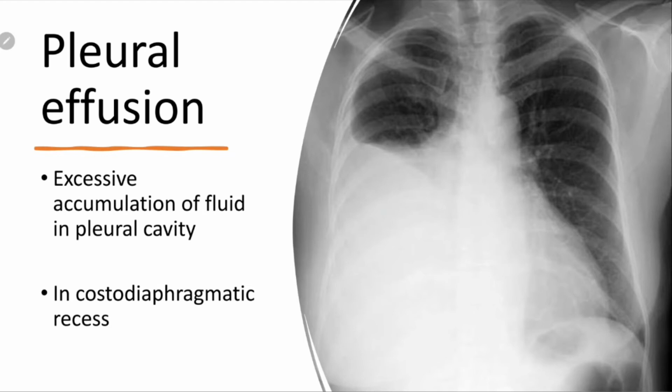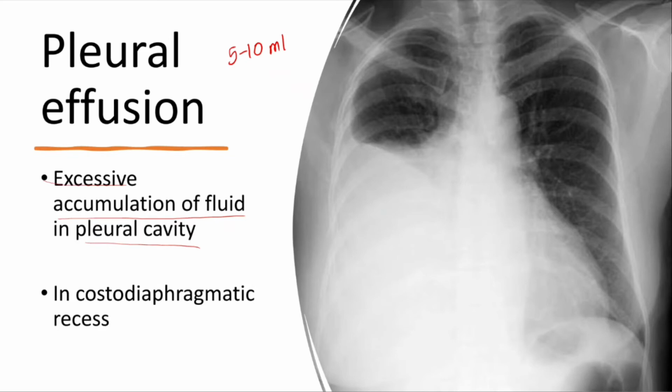Then we have pleural effusion. Normally the pleural cavity contains only 5 to 10 ml of clear fluid that lubricates the pleural surfaces to allow their smooth movements without friction. The excessive accumulation of fluid in the pleural cavity is called the pleural effusion.